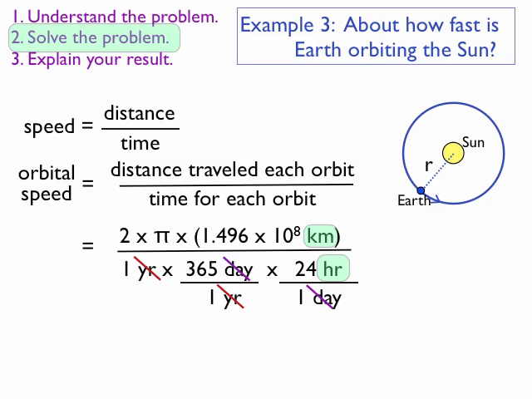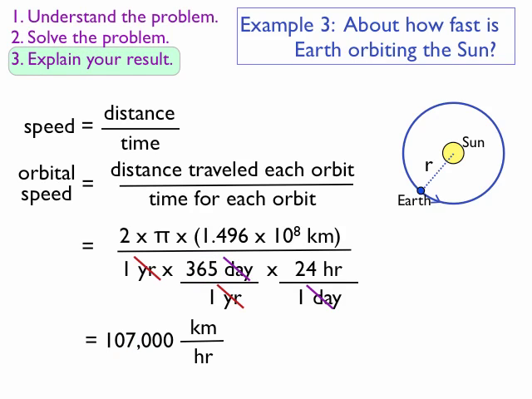With a calculator, you'll find the result is 107,000 kilometers per hour. We've rounded to 3 significant digits using the rounding rule for multiplication. If you look back at our equation, the 2 and the pi are exact numbers, and the 24 hours per day is close to being exact. Of the remaining numbers, the one with the fewest significant digits is the 365 days in a year, since this is precise only to the nearest day. That is why we rounded the answer to 3 significant digits.